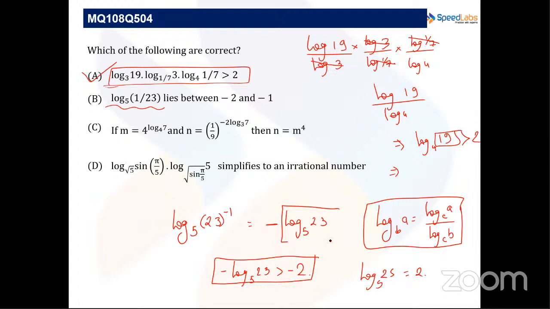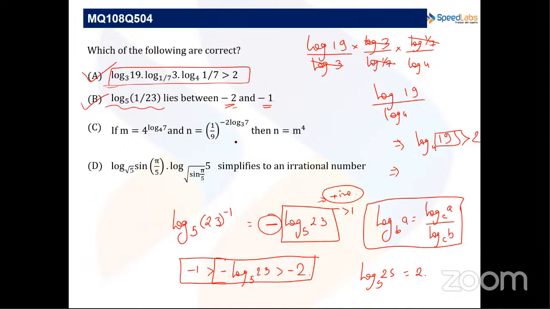And since this value, log 23 to the base 5, is obviously a positive quantity and greater than 1, the negative of it will be less than -1. So we are having this value lying between -2 and -1. So B is correct option.